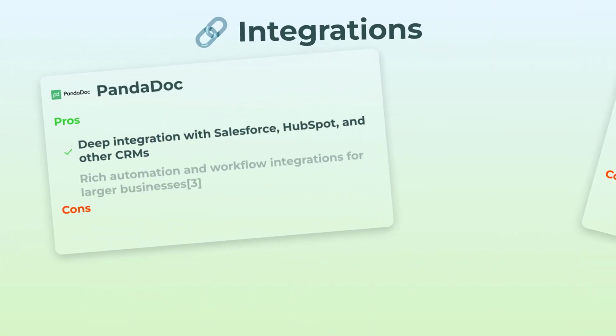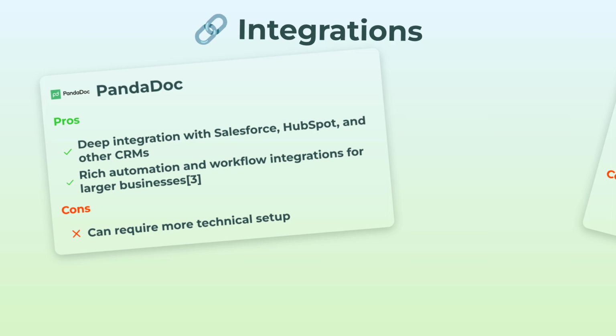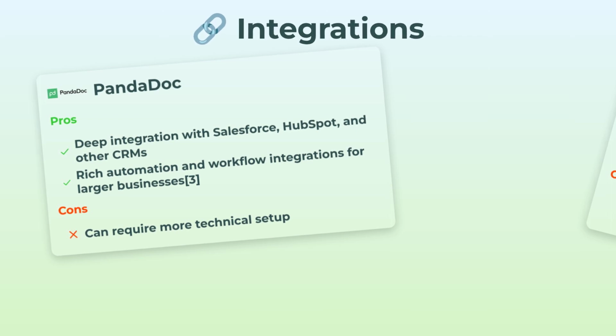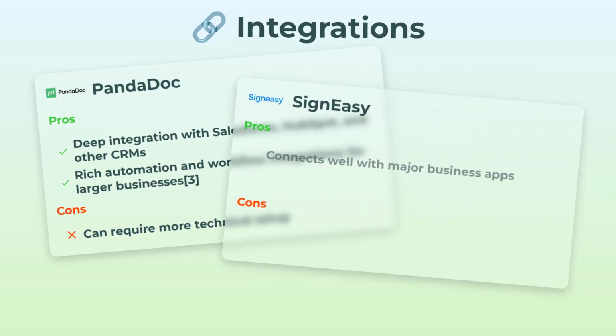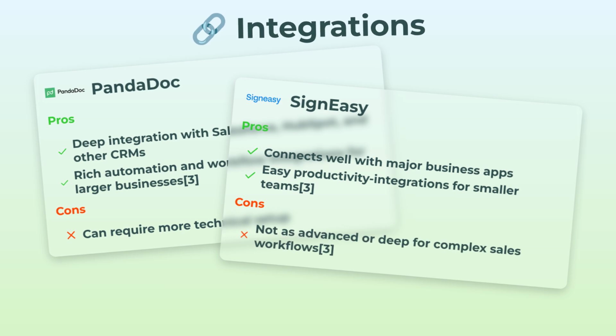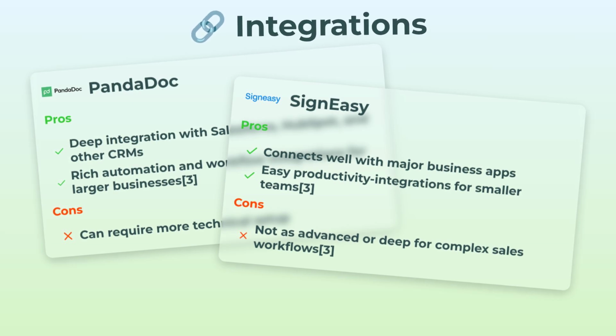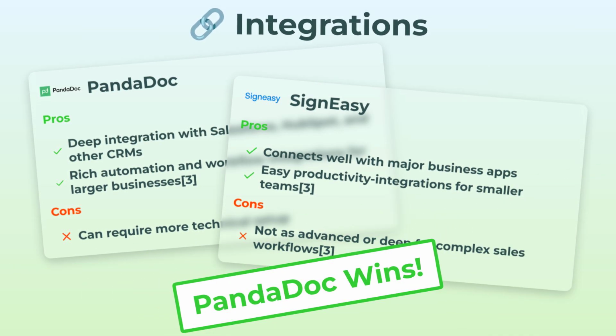Switching gears, let's talk integrations. PandaDoc? Oh, and here's something cool. It can go deep, like Salesforce and HubSpot level deep. That's huge if you're into automating workflows or syncing with big CRM systems. But yeah, you might need a technical buddy for setup sometimes. SignEasy, meanwhile, works fine with the big business apps most people actually use. It's pretty slick for productivity stuff and small teams, but honestly, if you're trying to do those crazy complex sales automations, it feels a little limited. So the crown goes to PandaDoc. It's just the integration master for businesses that want to get nerdy with their tools.